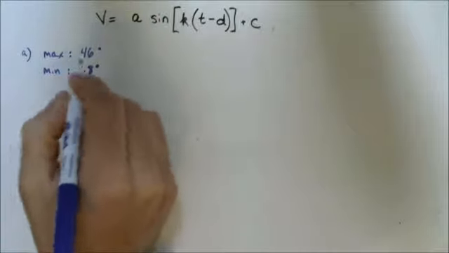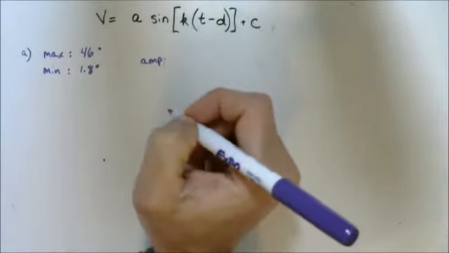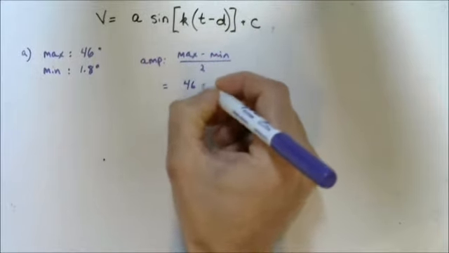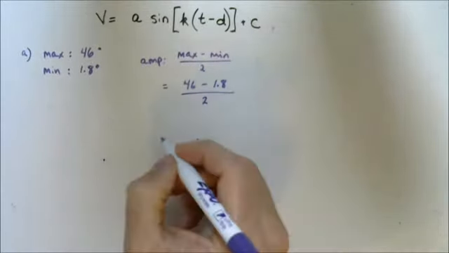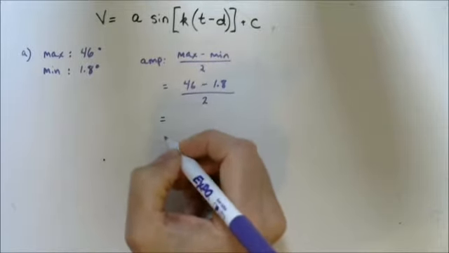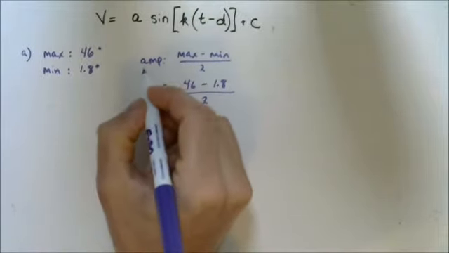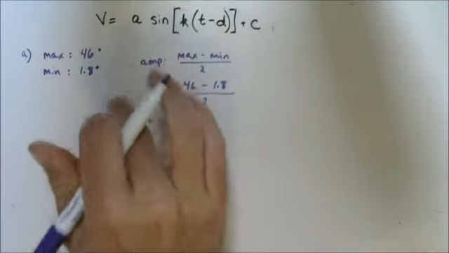From those two pieces of information, we can calculate the amplitude, which is max minus min over 2, halfway between the max and the min. So we've got 46 minus 1.8 divided by 2, which is 44.2 divided by 2, which is 22.1. So this is A, the amplitude. Here, just say A equals 22.1.